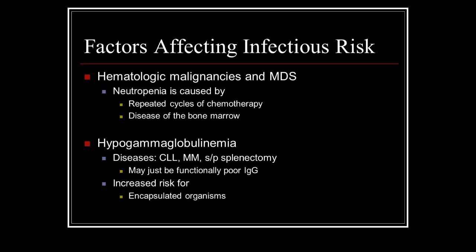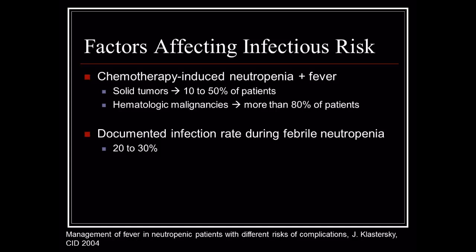Or what about hypogammaglobulinemia? So the diseases that notoriously cause this, CLL, multiple myeloma, a splenectomy. You have to be careful though. Even if the number looks good in your amount of immunoglobulins, understand that oftentimes the quality is poor, so then overall you don't have the immunoglobulins and you're still at increased risk for encapsulated organisms like Haemophilus influenzae or Streptococcus pneumoniae.